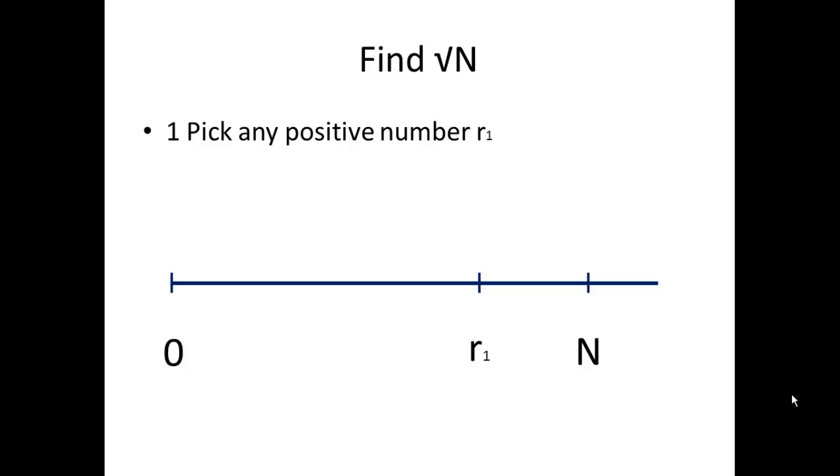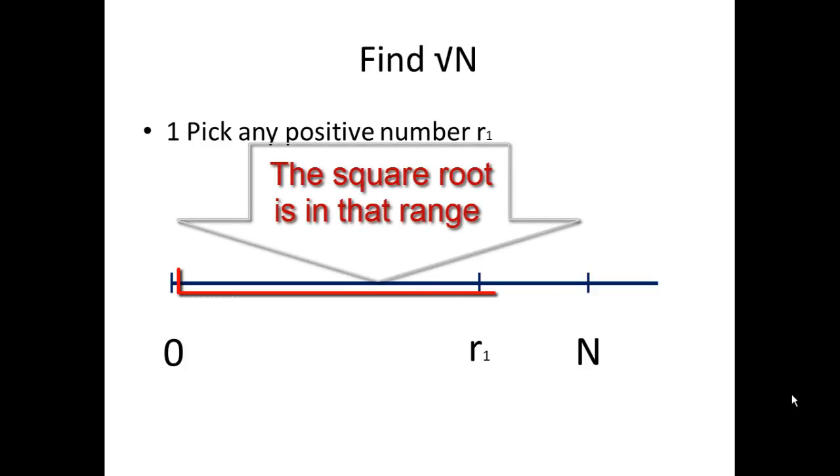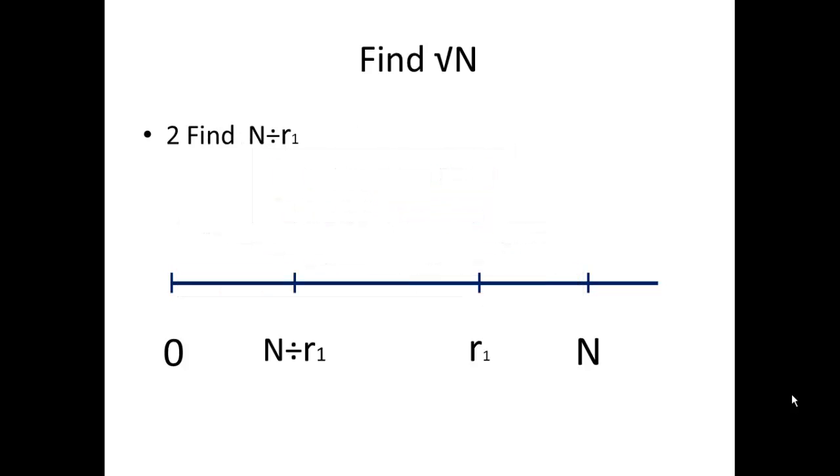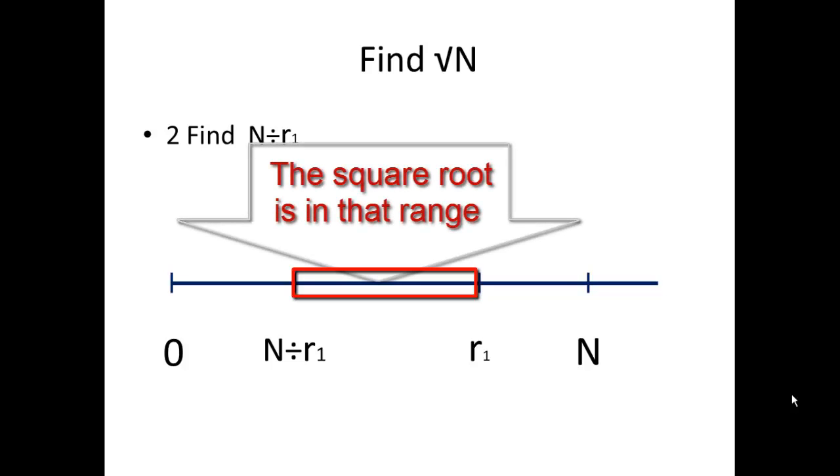If we want to find the square root of n, we first pick a positive number. Any number will do, but a number smaller than n will yield faster results. We then find n divided by the number chosen. Let's call it R1. This produces a range in which the actual square root of n resides. It's in the range n divided by R1 to R1.